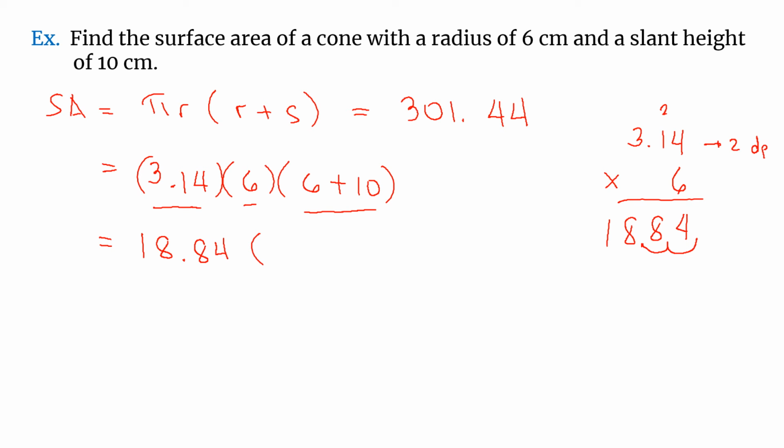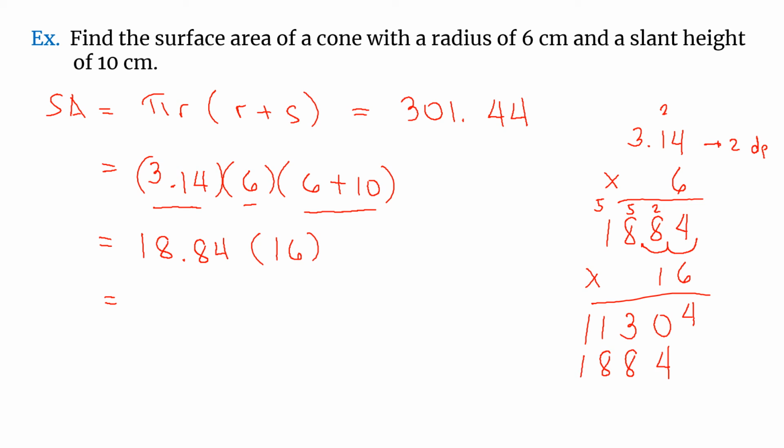times 6 plus 10, that is 16. Okay? So now, this is equal to what? So multiply natin ito by 16. So 6 times 4, 24, carry 2. 6 times 8, 48, plus 2, it's 50, carry 5. 6 times 8, 48, plus 5, 53, carry 5. 6 times 1 is 6, plus 5, that is 11. Then 1 times 4 is 4, 1 times 8 is 8, 1 times 8, 8, and 1 times 1, 1.